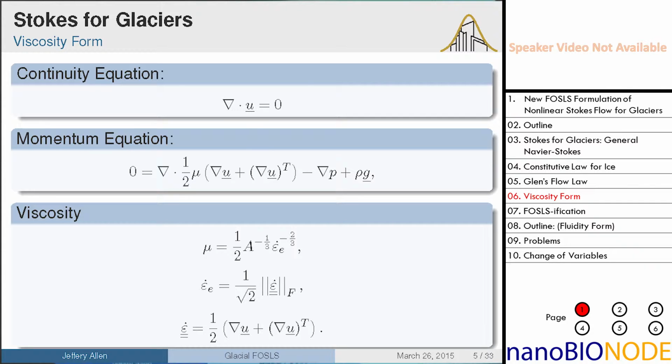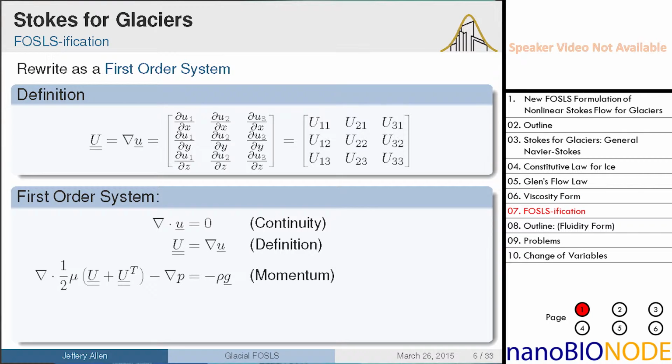So here's the full system. We have our continuity the same, our momentum now with our viscosity and our symmetric gradient, and then there's our definition for viscosity. Since we're going to try to use FOSLS on this system, we want to first convert into a first order form, which we do by making this new definition, capital U equals the gradient of u. Then when we plug it into our system, continuity remains the same. We get our new definition, big U equals gradient of little u. And then our momentum equation, we just replace the gradients with the big U's.